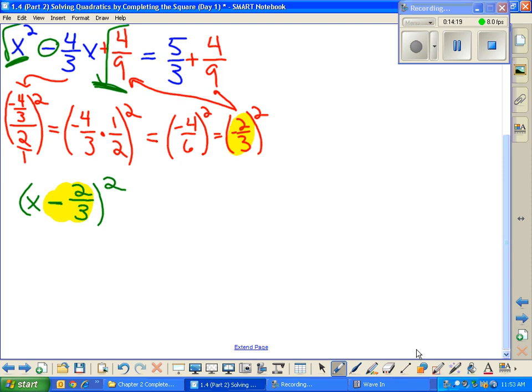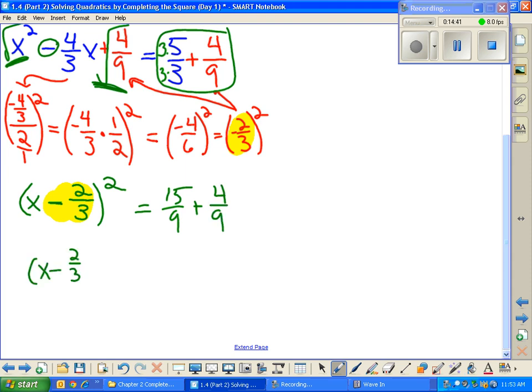I still have to simplify what's on the right. I know that to add 5/3 and 4/9, I need a common denominator. So I'm actually going to multiply the top and bottom of that first fraction by 3. So you get 15/9 plus 4/9. So you have x minus 2/3 squared, and then 15/9 and 4/9 is just 19/9.